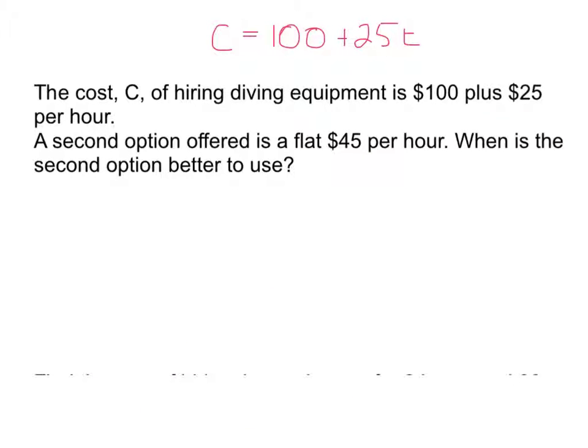Now the last part of this question is saying that we have a second option being offered, which is just a flat $45 per hour. So there's no cost up front. It's just $45 per hour that you use it for. So we need to work out when it is cheaper to use the second option compared to the first option. So the equation for the second option would be C is equal to 45T.